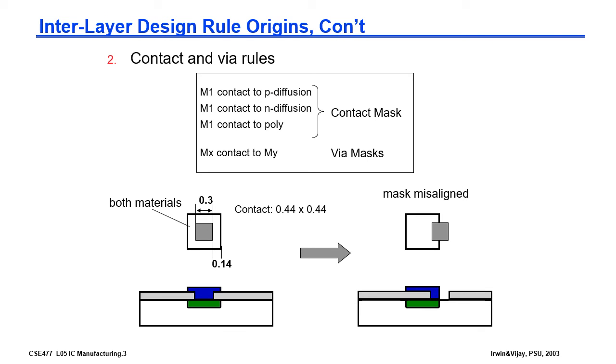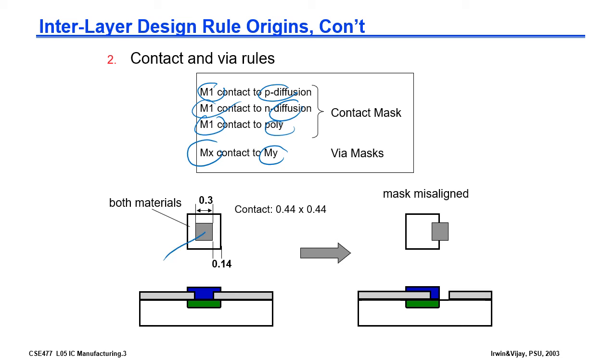And then there are also contact and via rules. You know that a contact can be from metal to P diffusion, metal to N diffusion, metal to poly, or metal 3 to metal 2, metal 5 to metal 4. So you have many contact layers. For that, we also have a design rule checker, the minimum space that we need to observe and follow.